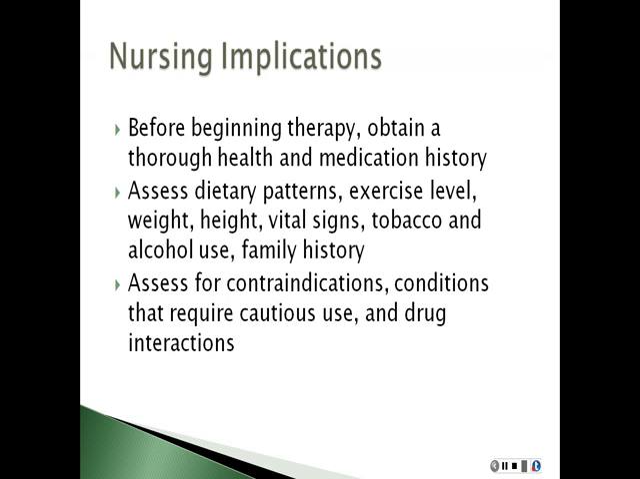We also want to assess their dietary patterns, their exercise level, what is their weight, their height, their vital signs, are they smokers, do they use alcohol? I already mentioned family history. We also want to know if they have any allergies to any medications or anything at all. That would be important to know. We want to assess for contraindications, conditions that require cautions with use, and also all of those drug interactions.